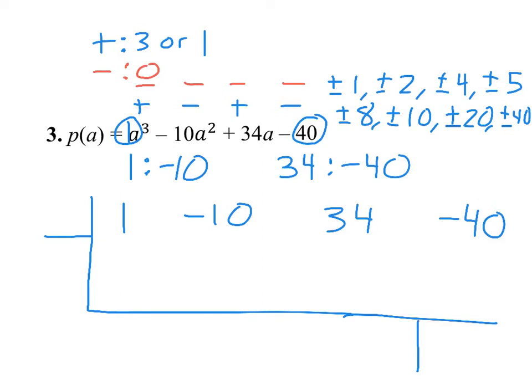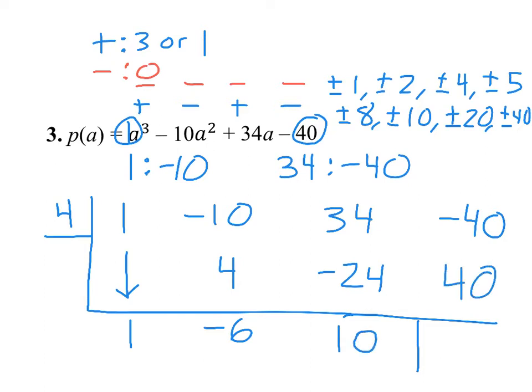So I'm going to guess 4. Bring down the 1. 1 times 4 is 4. Negative 10 plus 4 is negative 6. Negative 6 times 4 is negative 24. 34 minus 24 is 10. 4 times 10 is 40. So since the remainder is 0, positive 4 is one of the roots.